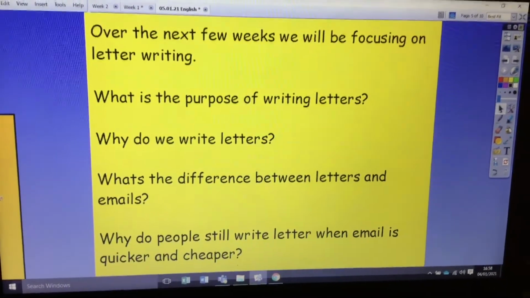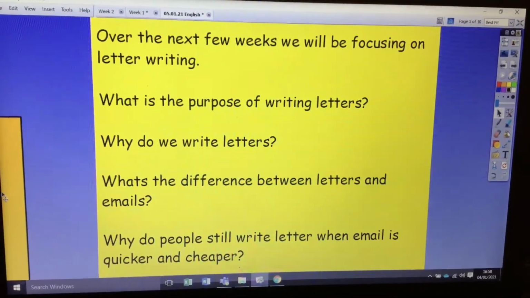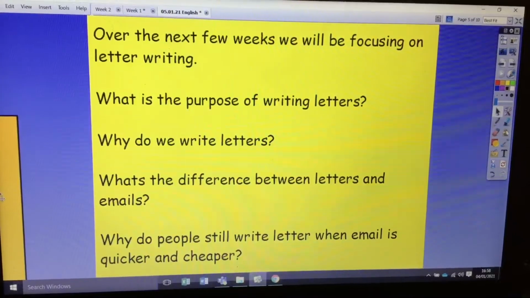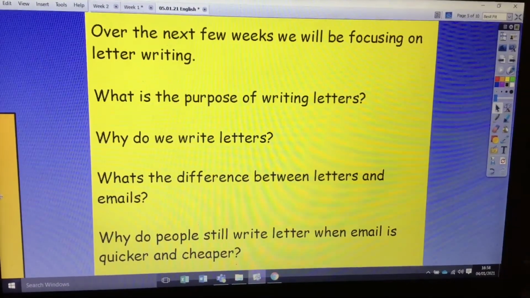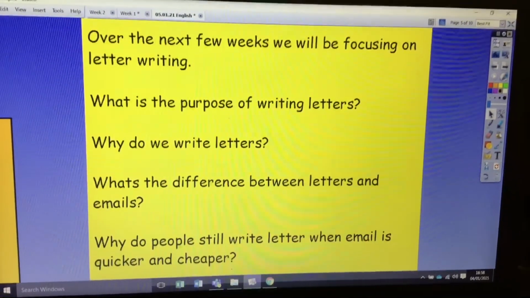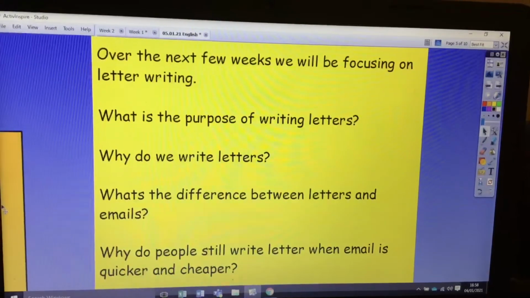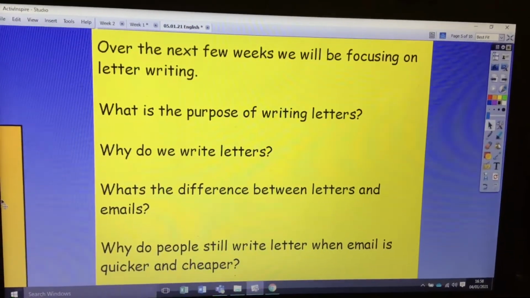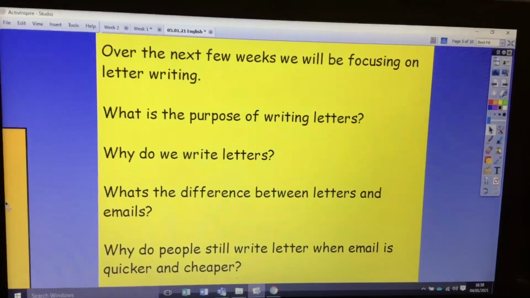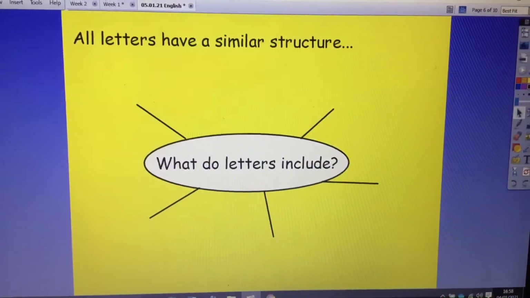And let's have a little think. What is the purpose of writing letters? Why do we write letters? What's the difference between letters and emails? Why do people still write letters when emails are quicker and cheaper? Have a little think about these and the answers may become more clear throughout the lesson or throughout the next few weeks. All letters have a very similar structure.